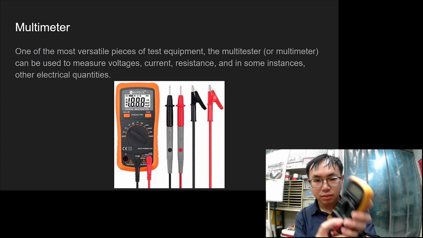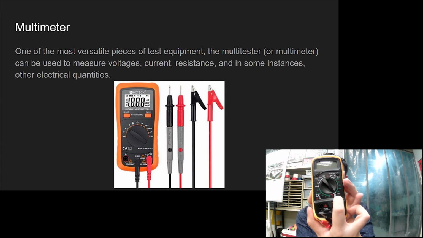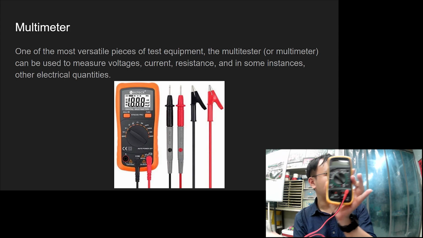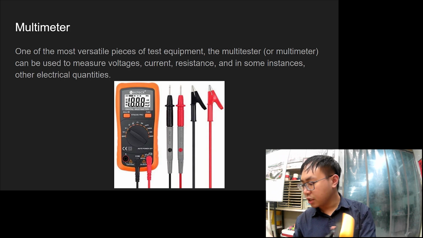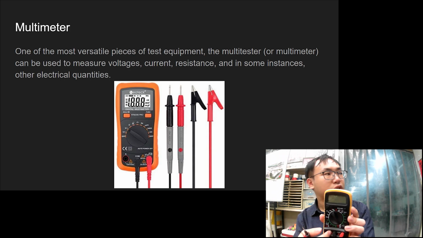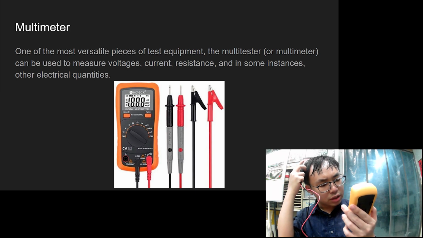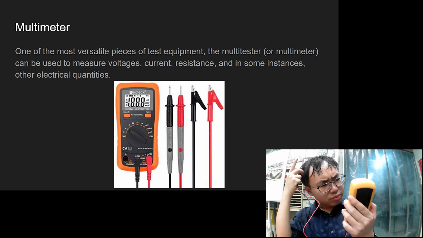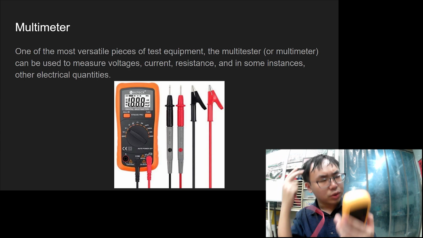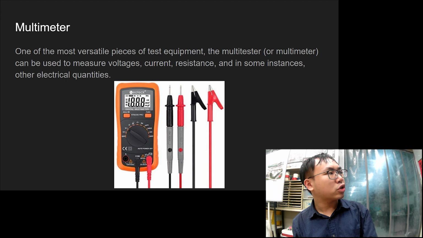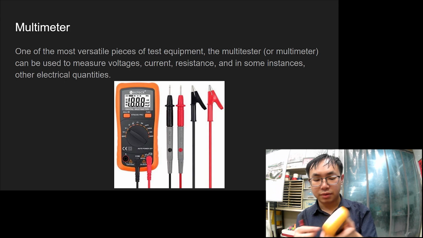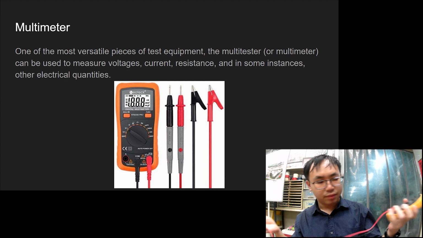For some newer types of multimeter, it can also let you measure semiconductors. You see the NPN keyword here. You can just insert your semiconductors, like your transistors, to measure the readings. For some meters, I remember that it can also measure the capacitance. I'm not sure about the inductance, but it may have.